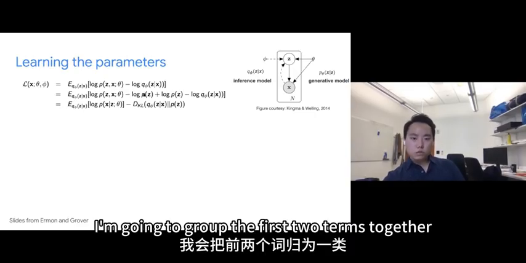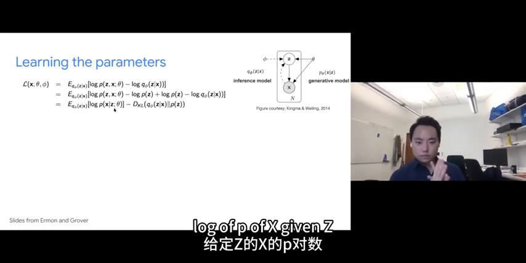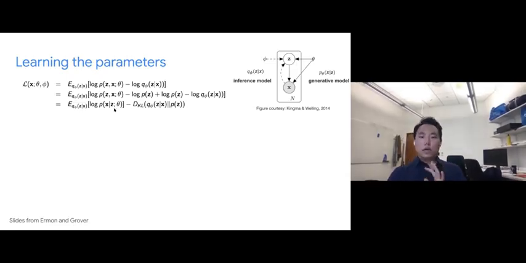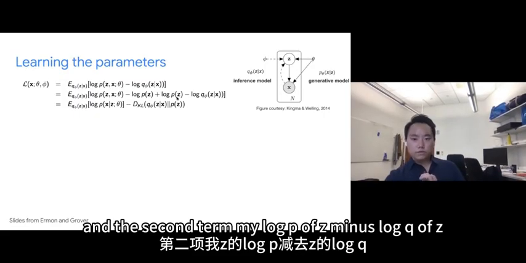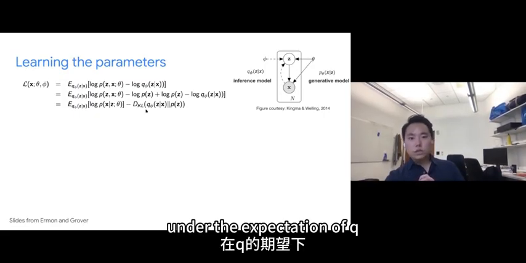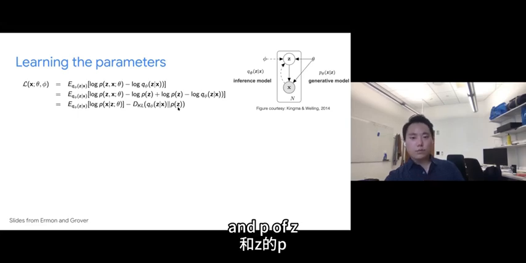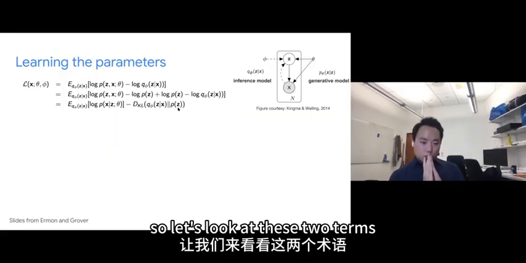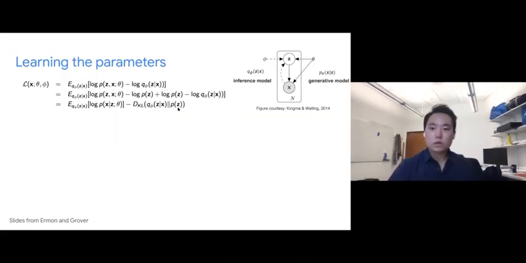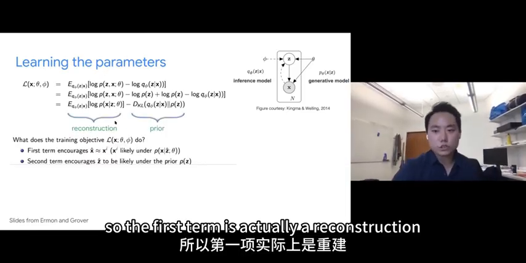I'm going to group the first two terms together. So this joint minus log of the marginal is going to give log of P of x given z. And the second term, log P of z minus log Q of z under the expectation of Q, is exactly the KL divergence between your Q of z and P of z. So let's look at these two terms more in depth. The first term is actually a reconstruction term.